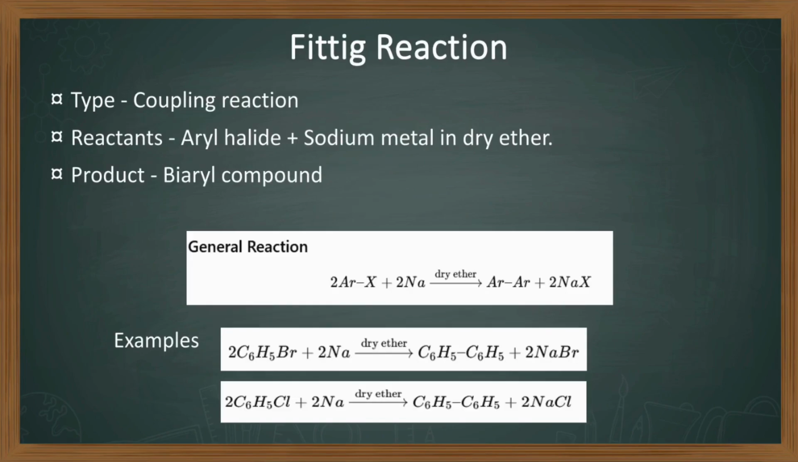Moving on to the next reaction, Fittig reaction. It's very similar to Wurtz reaction. It is again a coupling reaction as Wurtz reaction. In the case of Fittig reaction, we take aryl halide instead of the alkyl halide we took in Wurtz reaction. That's the only difference. The other things are the same. So, two aryl units combine to give biaryl as the final product, that is Fittig reaction. In case I take bromobenzene, I would get diphenyl. If I take chlorobenzene, I get diphenyl.